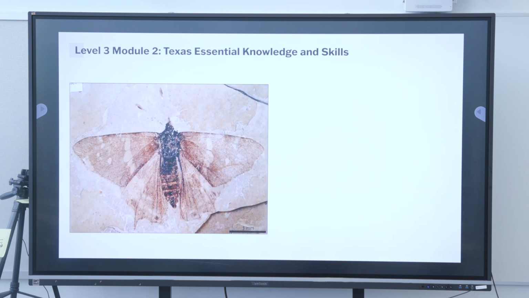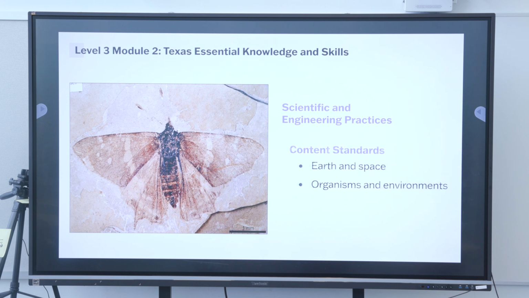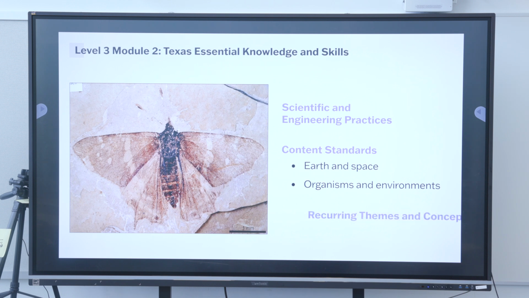In Module 2, students use scientific and engineering practices to investigate the following science concepts: Earth and space, and organisms and environments. They make connections across recurring themes and concepts such as patterns, cause and effect, scale, proportion and quantity, systems, as well as energy and matter, structure and function, and stability and change.